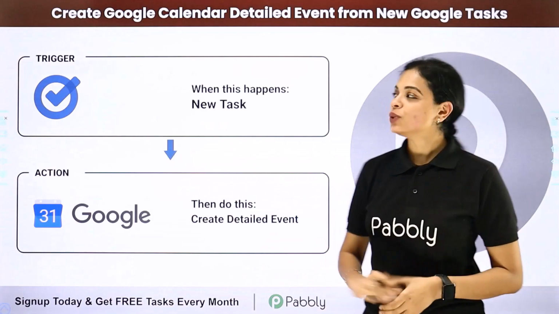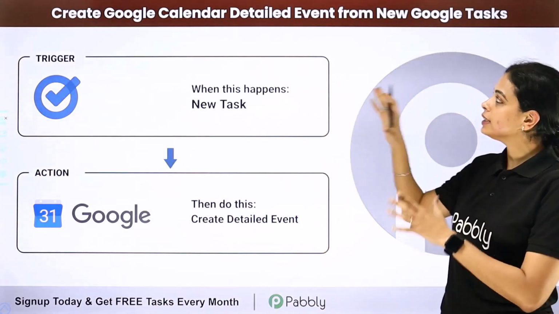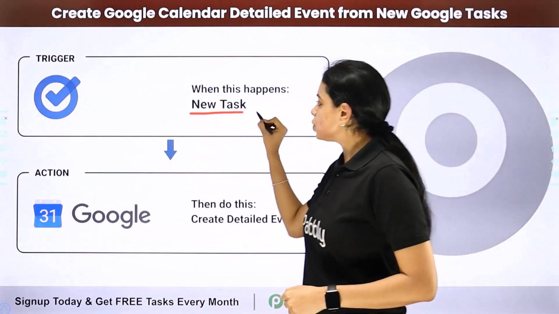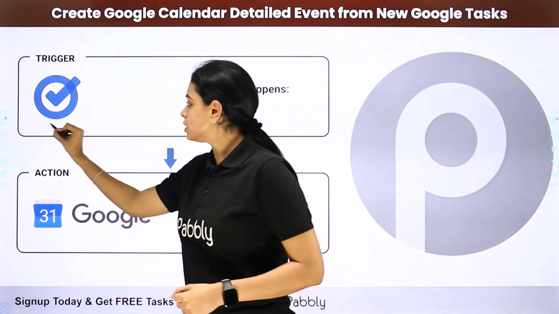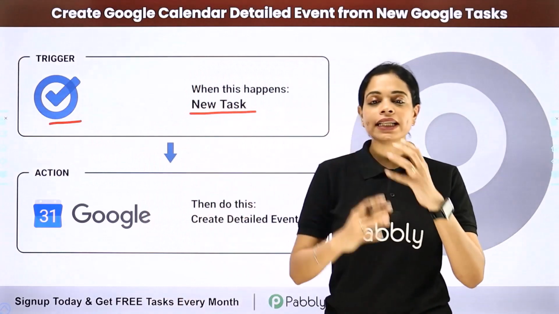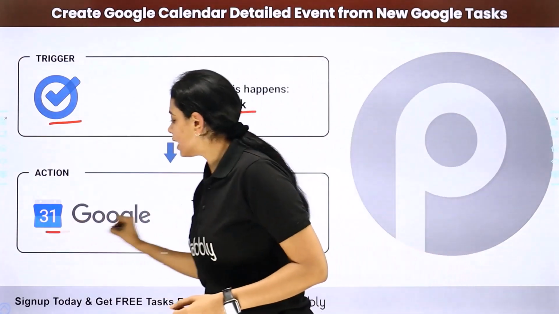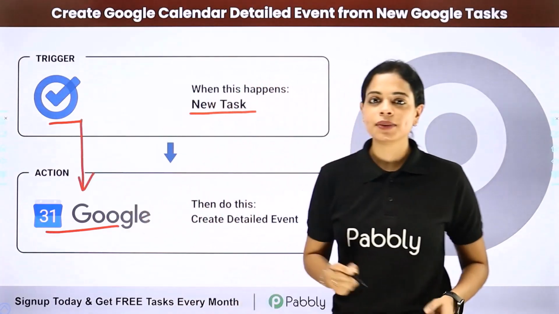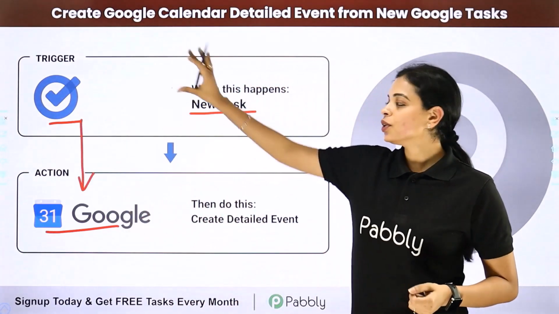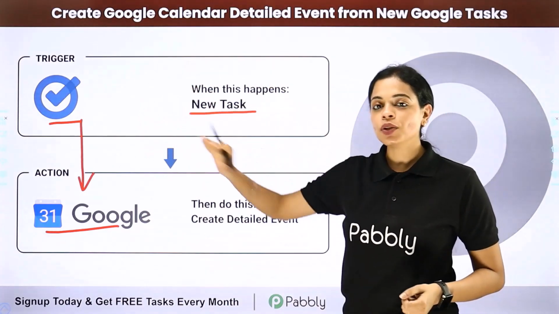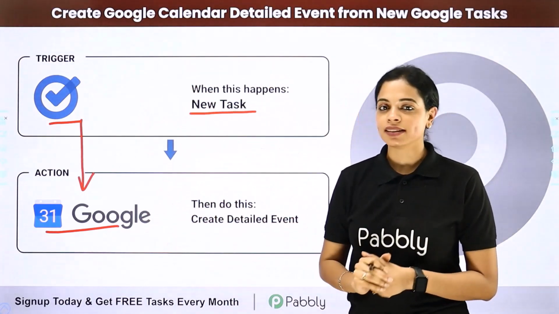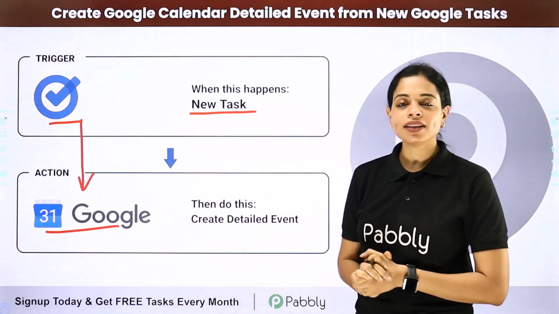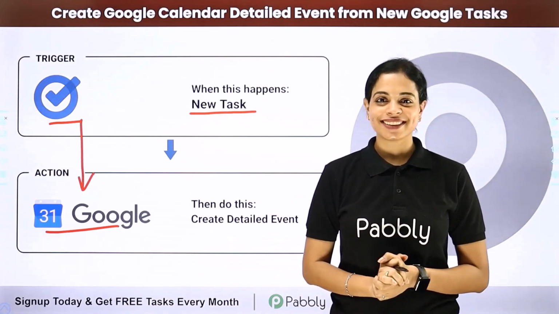In this video, we are going to see how to create Google Calendar detailed event from new Google Tasks. So let's say every time a new task is created on Google Tasks, you want to create a detailed event on Google Calendar. Now to do this, you will have to integrate the two applications, and the same thing can be done using Pabbly Connect software. Here your trigger application would be Google Task and your action application would be Google Calendar. Now how can you do this yourself? Integrate and automate this entire process. To understand that, let me take you to my screen.